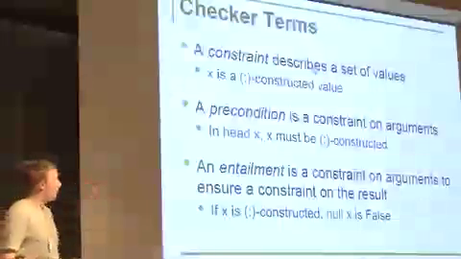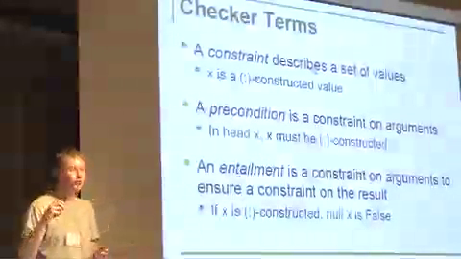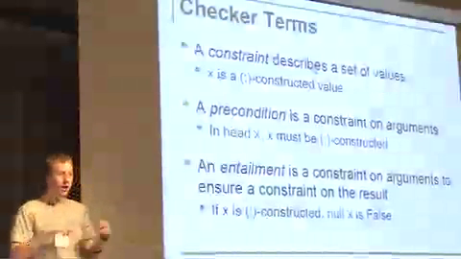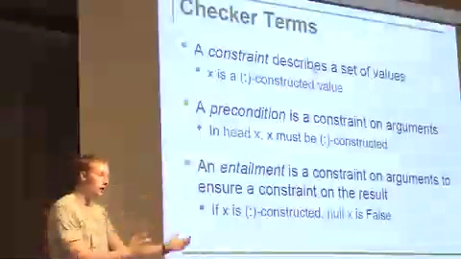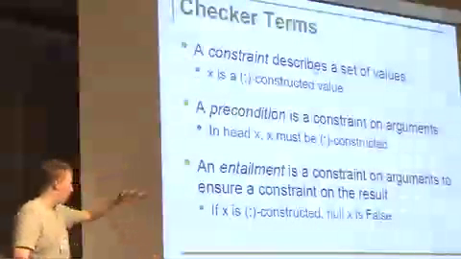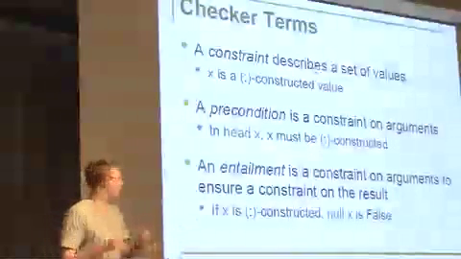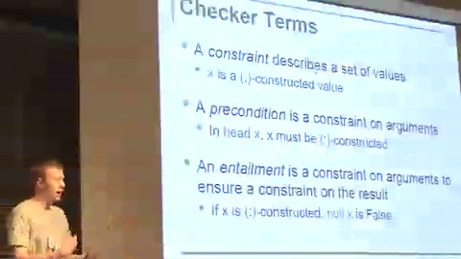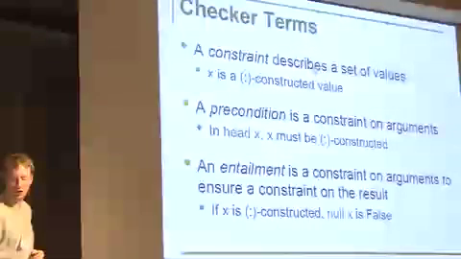And an entailment is a constraint on the arguments to a function to ensure that the result has a different constraint. So for example, in the risers example, we have the entailment that if you give a const constructed value to risers, you'll get a const constructed value back. And if you have a const constructed value passed to null, you'll get false back. So Calch uses these three terms to talk about what properties functions have, and to try and construct a proof.